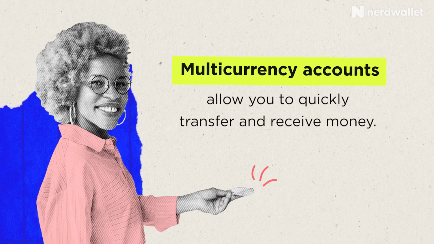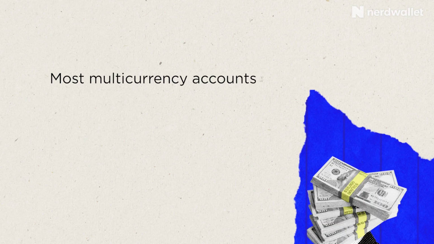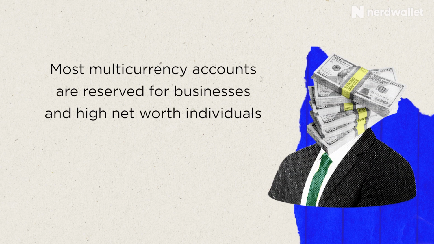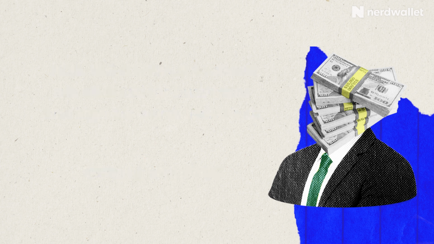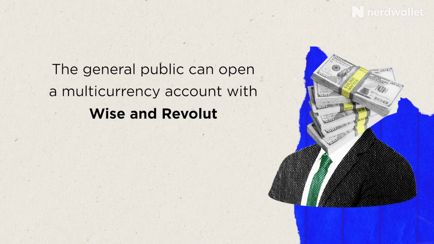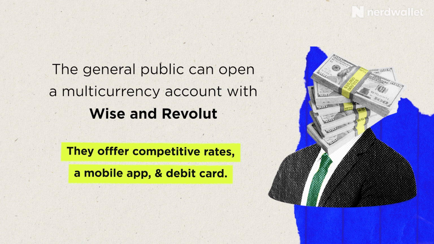Both credit cards and multi-currency accounts allow you to spend as a local, but only multi-currency accounts allow you to quickly transfer and receive money. Most multi-currency accounts, which are also called foreign currency accounts, are reserved for businesses and high net worth individuals. They can be opened through international or private banking services at banks such as Citibank and HSBC. Two notable exceptions are Wise and Revolut, two fintech companies that offer multi-currency accounts for the general public and businesses. Both of these fintech options offer competitive rates, a mobile app, and a debit card. So really, it's just a matter of researching to decide which is the better option for you.